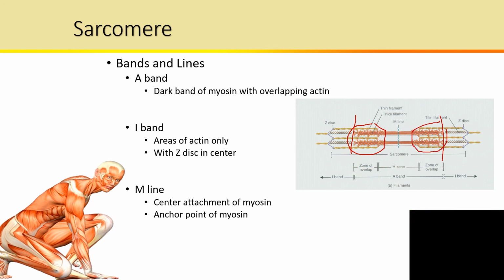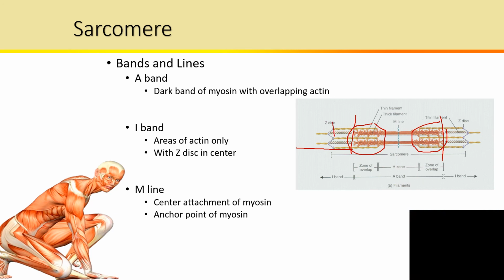The I band, okay? The I band is this area out in here, where we'll find areas of actin only. So therefore it's going to be much lighter. This area is going to be darker, this area is going to be darker, this area is still going to be dark because it's very thick with the myosin, but these areas are going to be light under the microscope simply because it's actin, and actin is a very thin filament.